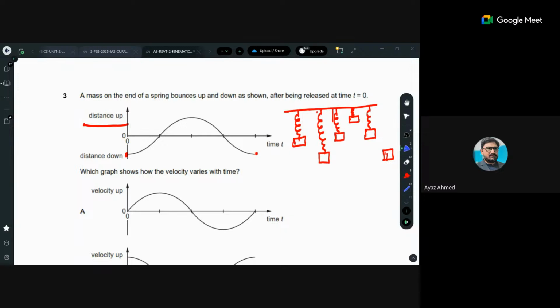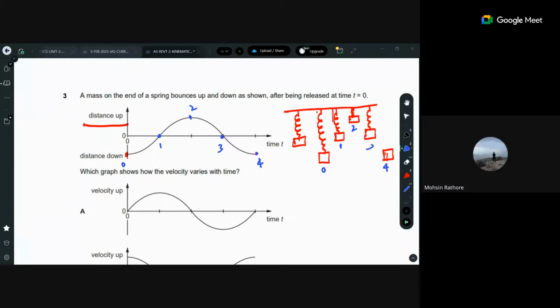So this is your position number zero. This is your position number one. This is your position number two. So zero, one, two. This is your position number three. This is your position number four. Is this all clear to everyone?